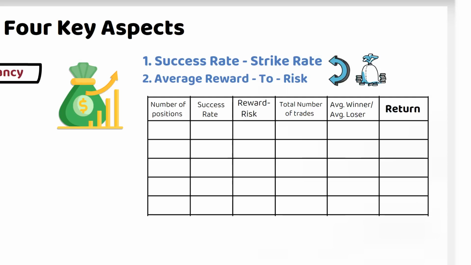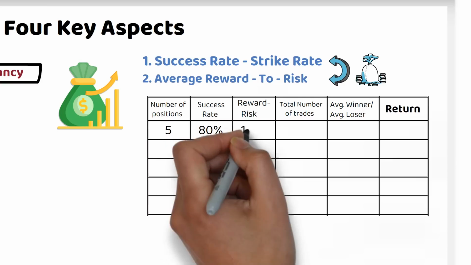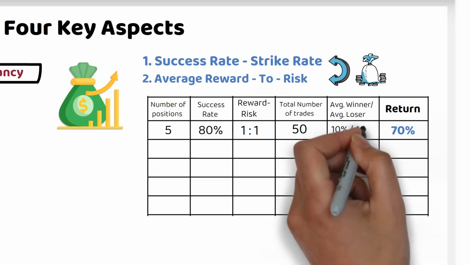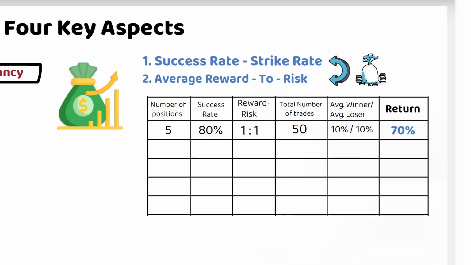For example, if you take 5 positions in a trading system that has an 80% success rate and a reward-to-risk ratio of 1, you can achieve a return of over 70% on your account when you eventually make 50 trades, even if you lose 10% on a losing trade and win the same 10% on the winning trade. If, however, you drop the success rate to 50% and maintain other metrics, you will break even, but lose when trading costs are considered.